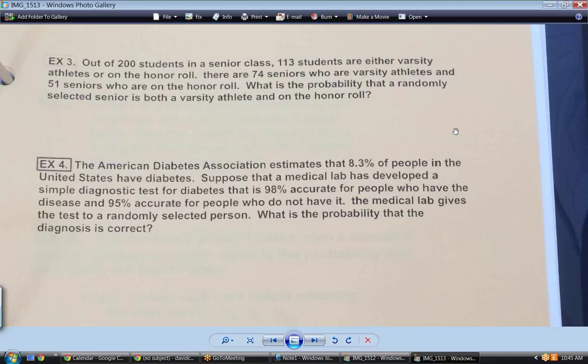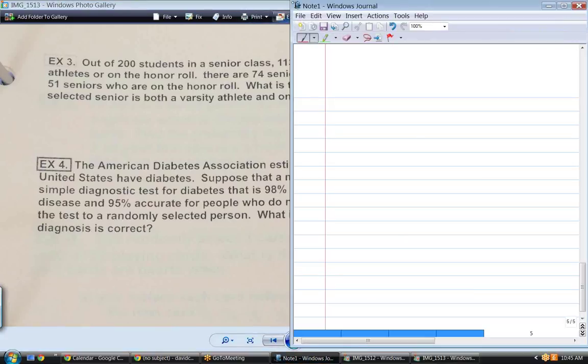Okay, we have 113 who are either varsity or on the honor roll, 74 who are varsity, and 51 seniors who are on the honor roll. What's the probability that a randomly selected senior is both a varsity athlete and on the honor roll? So, let's draw a Venn diagram, just to think about it.